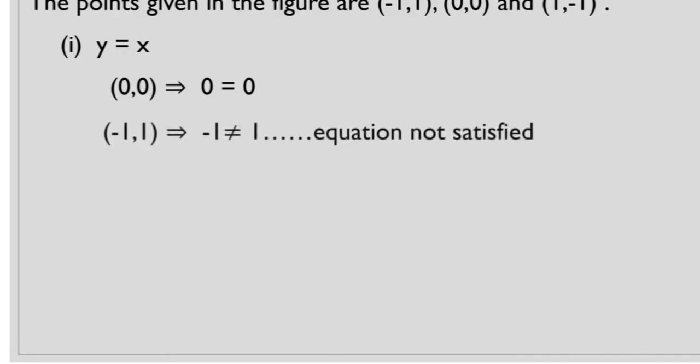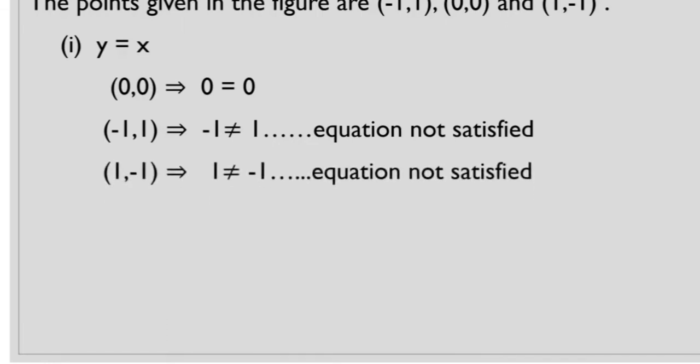Second solution, that is minus 1 and 1, implies that y given 1, minus 1 is not equal to 1. So by this pair of solution, equation is not satisfied. Another pair 1 minus 1, again 1 is not equal to minus 1. So again this pair of solution does not satisfy the given equation. Hence this graph is not for y equal to x.